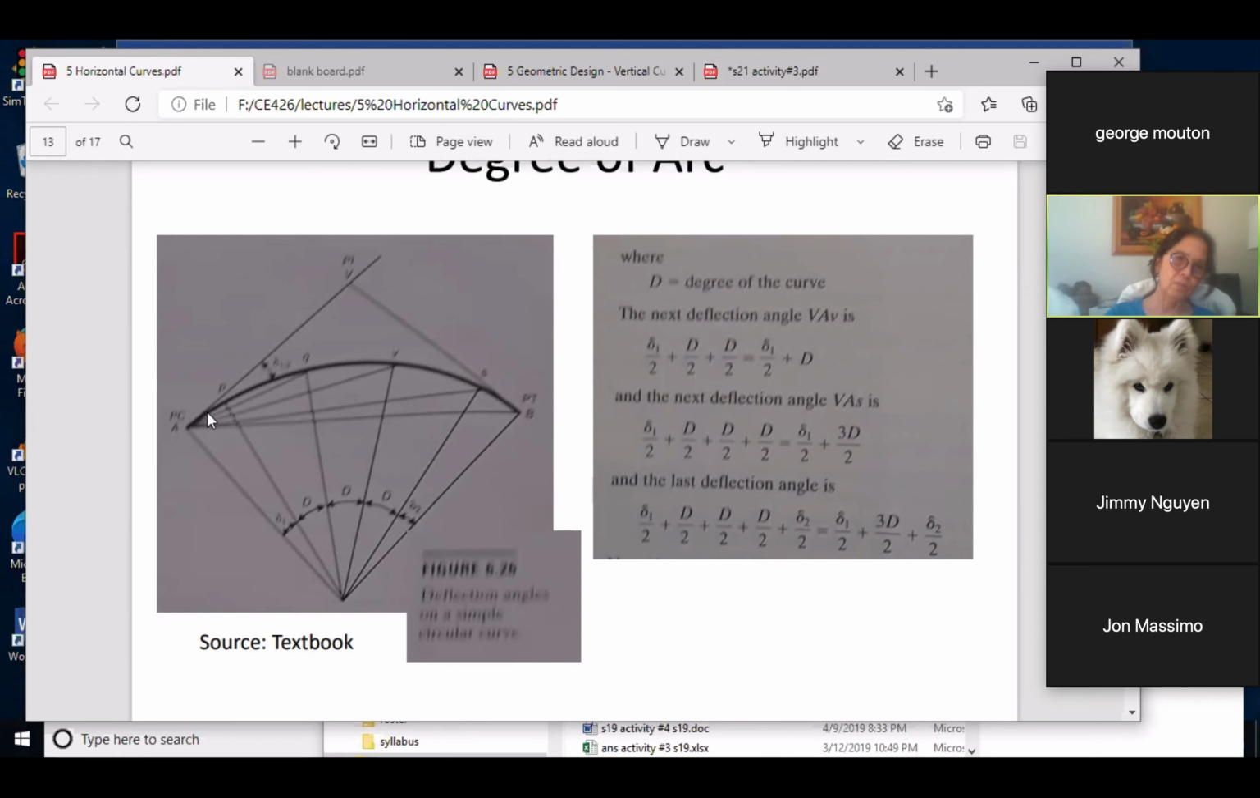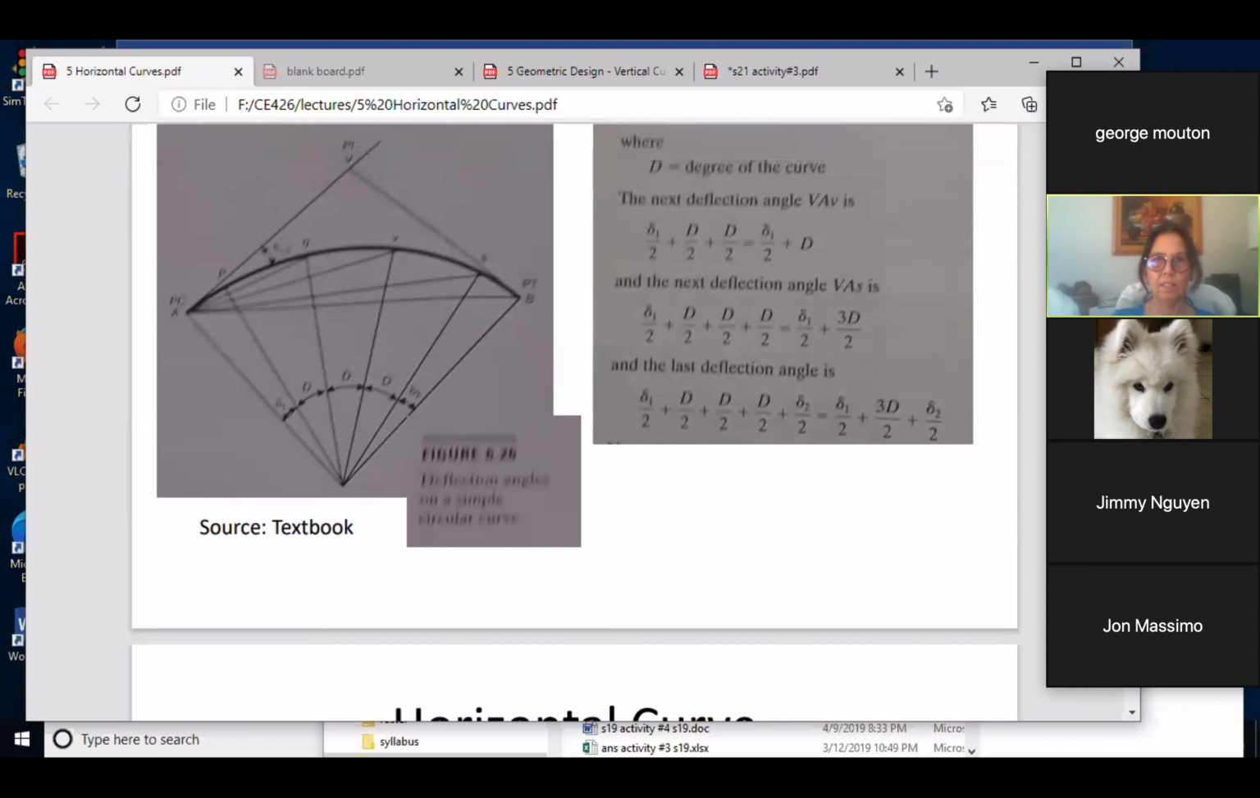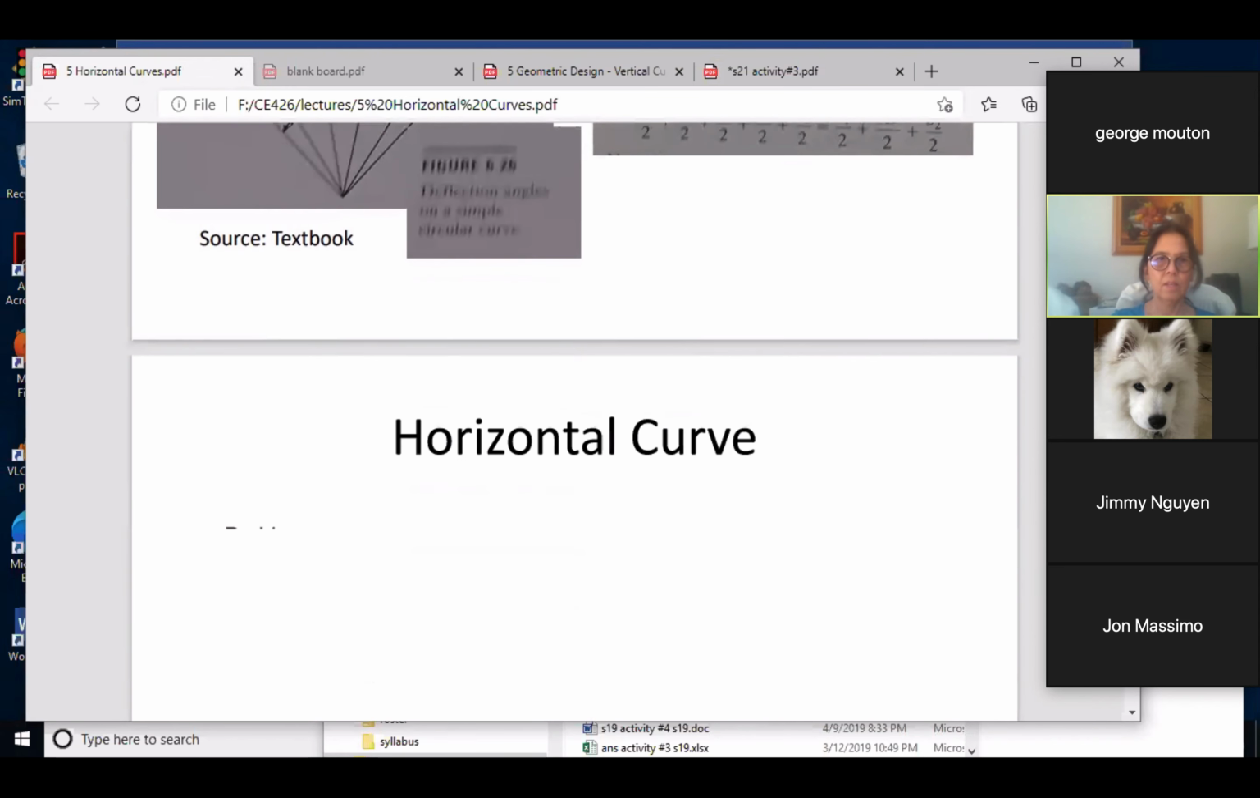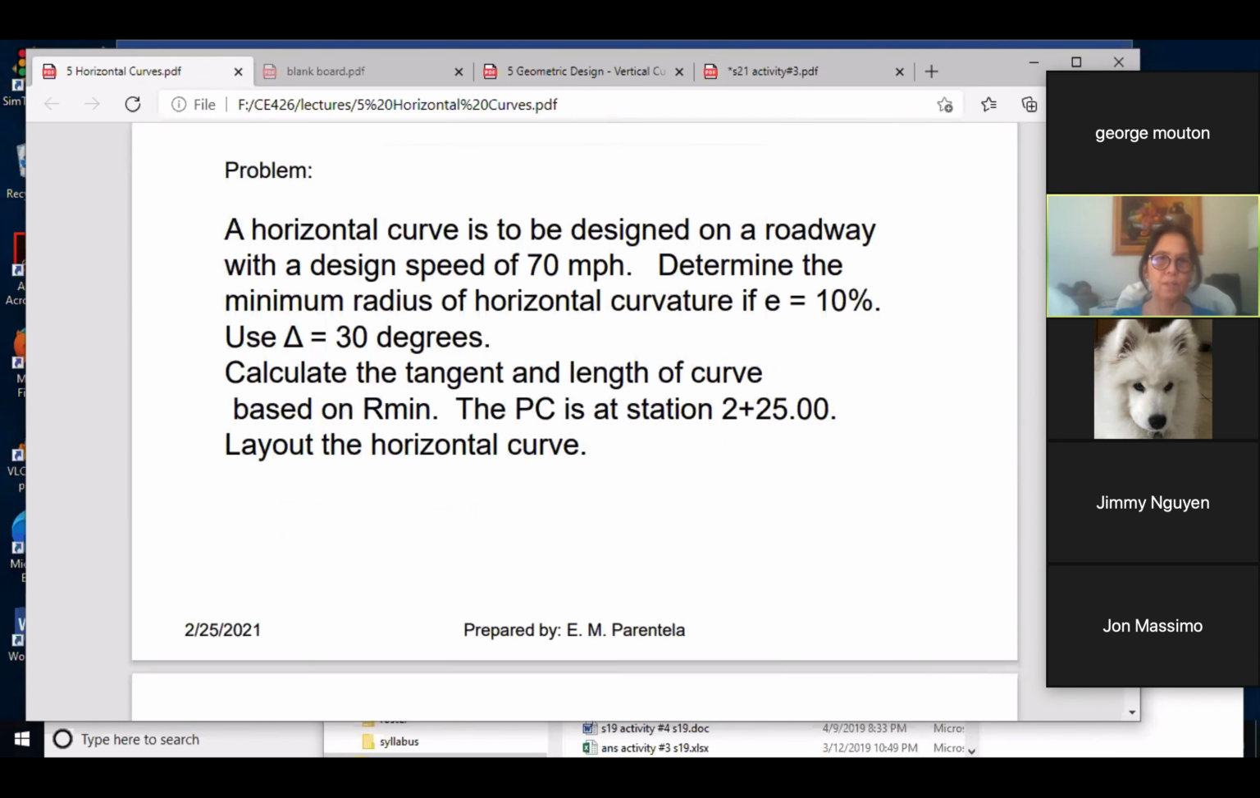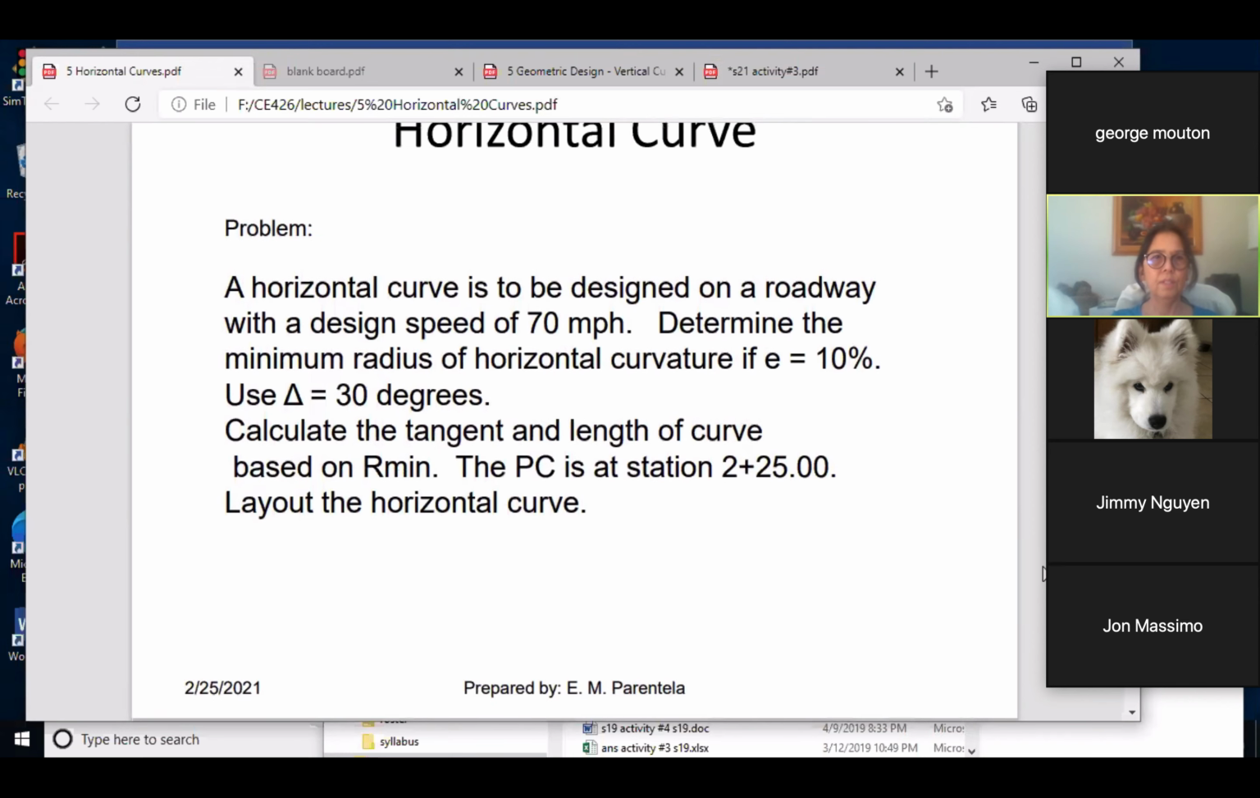So you just try to find that one, and then the last angle, you try to find that last angle as well. So this is the angle which is less than D because the length of the arc is less than 100 feet. So now let's see how we can determine that, the degree of curve.